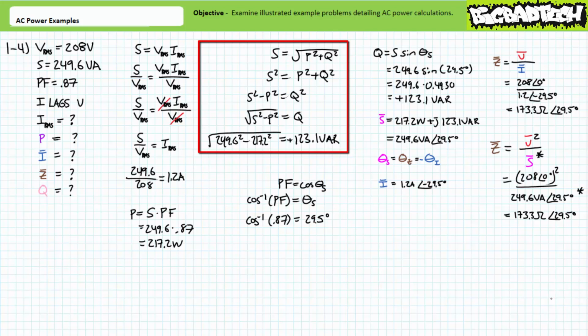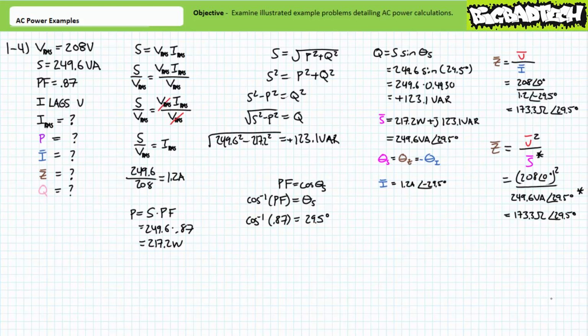Given we know current lags voltage, we're certain the sign of reactive power is positive. Here's yet another means of calculating reactive power. Reactive power equals apparent power magnitude times the sine of the angle: Q equals S sine theta S. We have the magnitude of apparent power, but right now we're not directly aware of the apparent power angle.